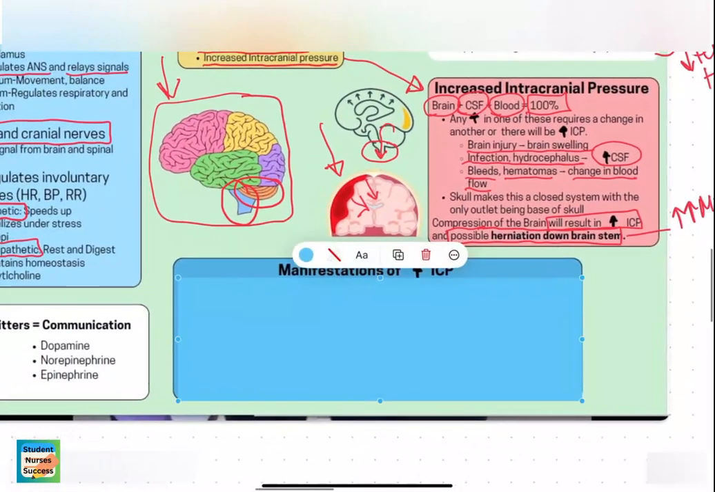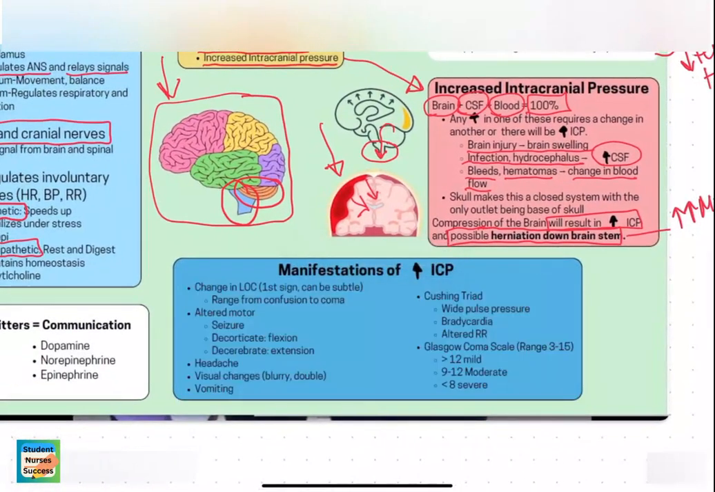Let's talk about manifestations of intracranial pressure. These are pretty common, and we'll see these with almost all neurological dysfunction. So it's important that you kind of get these down. The very first sign you're going to see as intracranial pressure increases is a change of level of consciousness. This can range from just mild confusion to even a full coma.